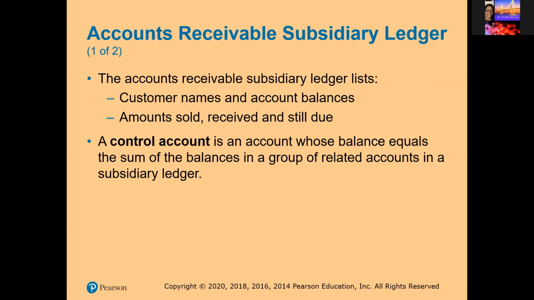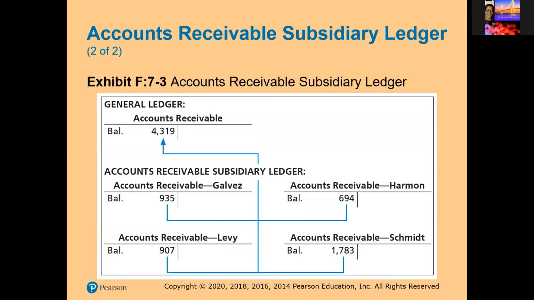The accounts receivable account in the general ledger is called a control account. A control account is an account whose balance equals the sum of the balances in a group of related accounts in a subsidiary ledger. The total of the accounts in the accounts receivable subsidiary ledger must equal the accounts receivable balance in the general ledger.